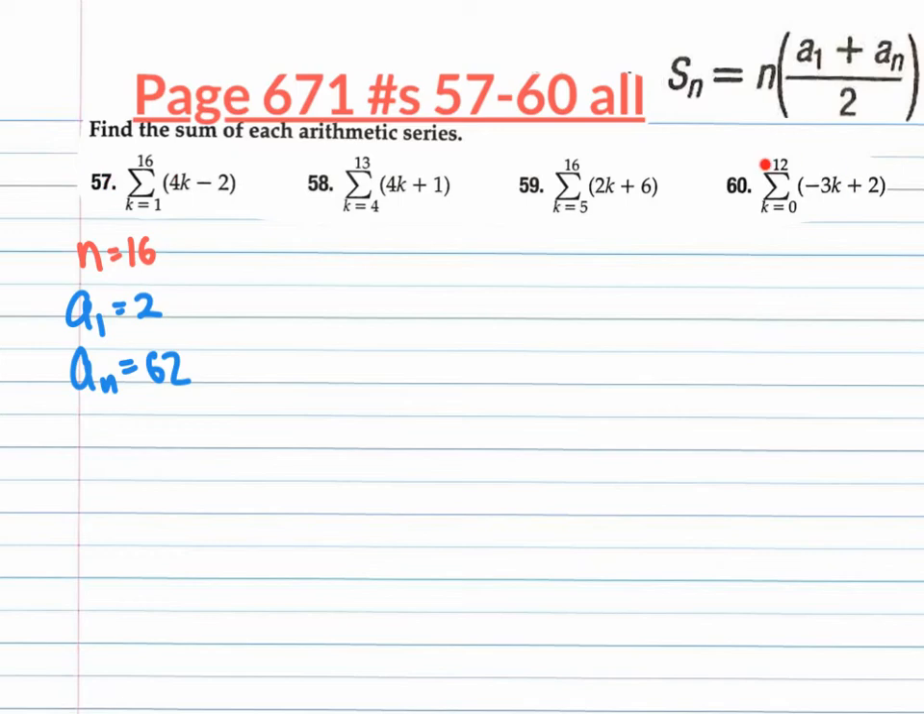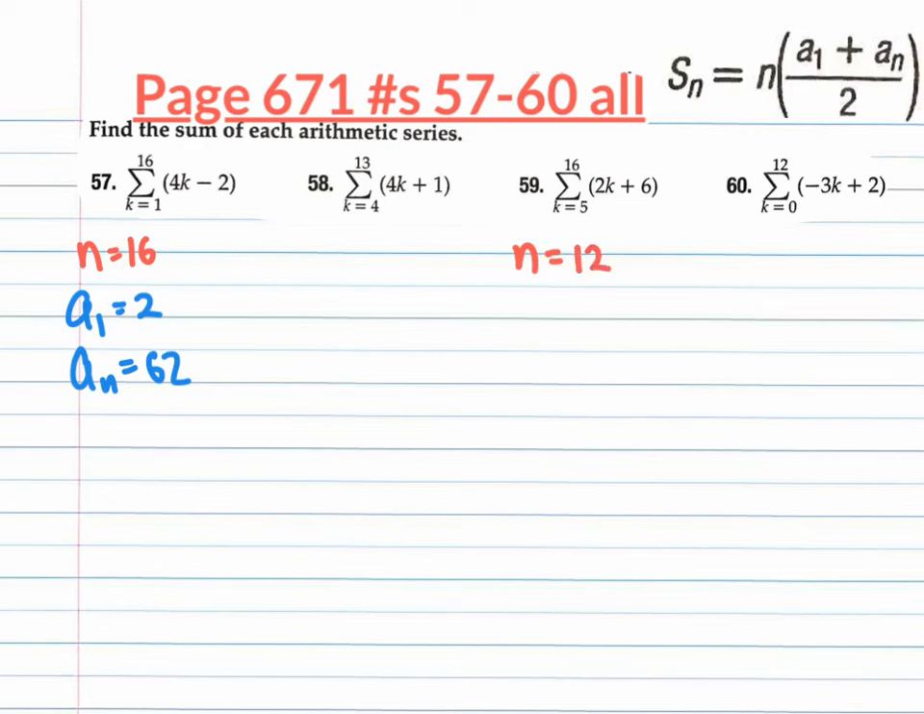It says 60, but this is going to be like a bonus question. Number 59, how many numbers are actually in this series right here? We don't see the list. How many numbers are there? Well, it would be 16 take away 5 plus 1. 16 take away 5 is 11. 11 plus 1 is 12. That means that there are 12 numbers on the list.